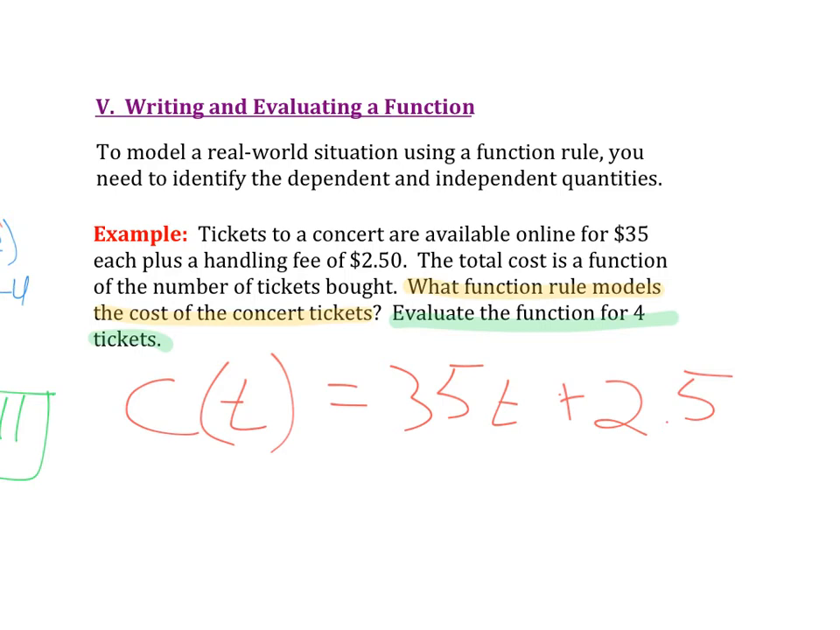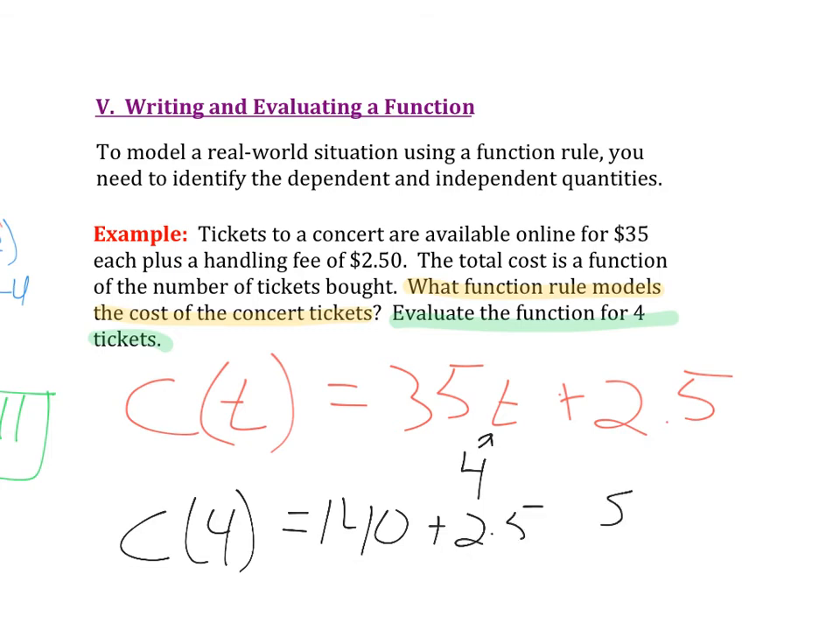All right, then part 2 of this says evaluate the function for 4 tickets. Okay, so I'm finding what is C of 4. What is the cost of 4 tickets? So I'm plugging in 4 for t right there. So 35 times 4 is going to be 140 plus 2.5. Well, that would be $142.50.